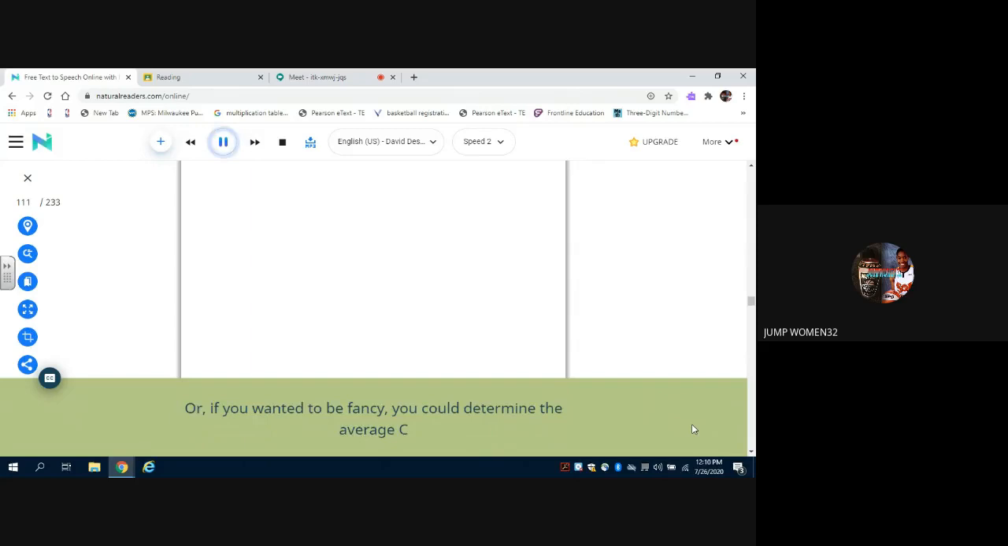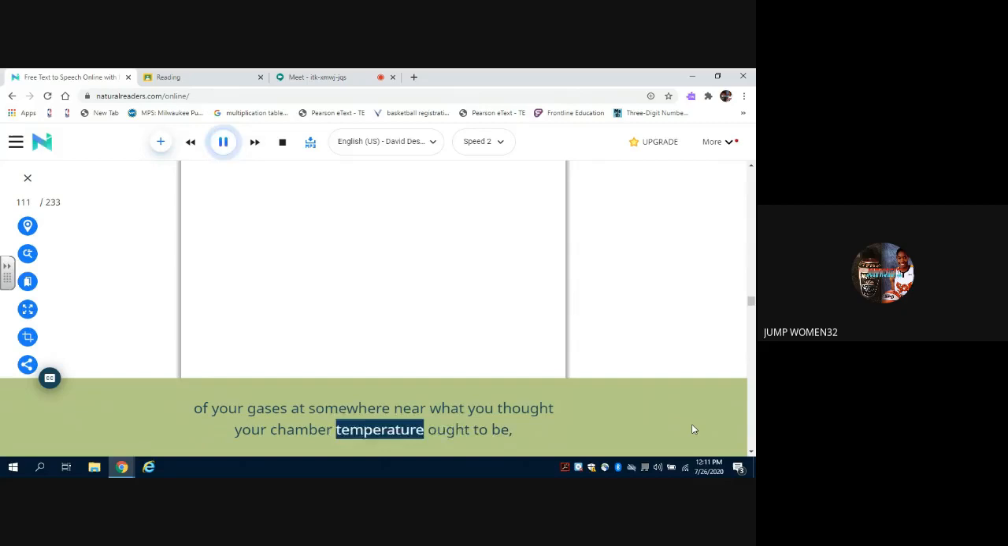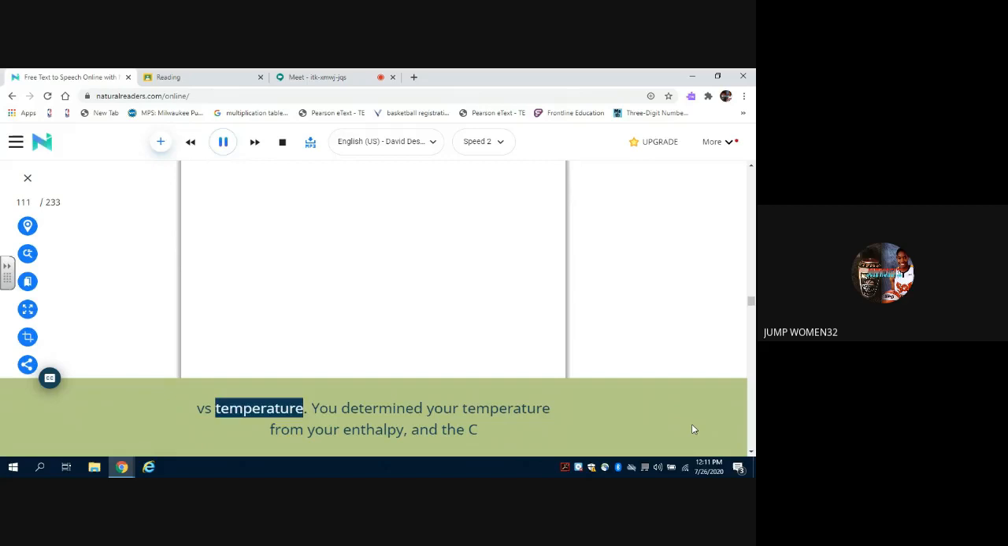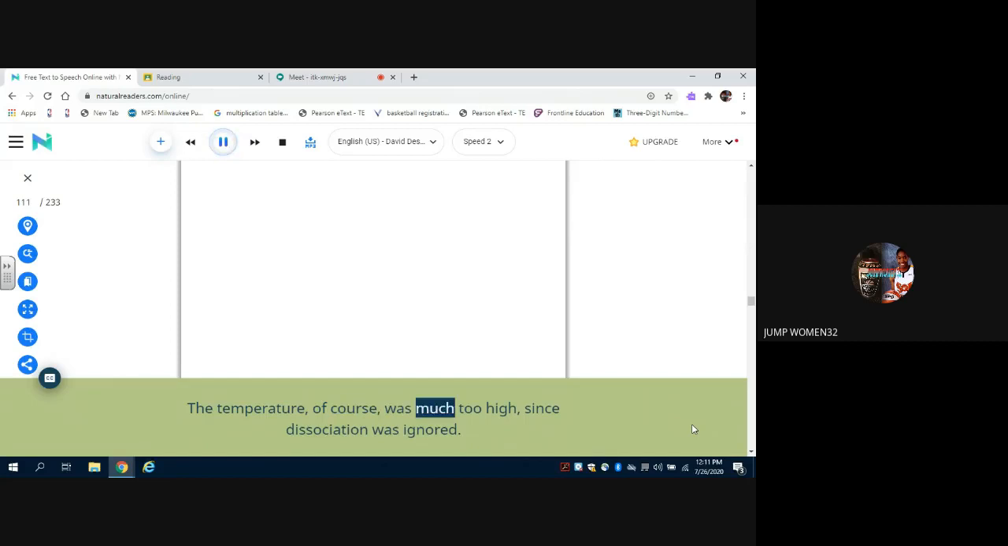Or, if you wanted to be fancy, you could determine the average Cp of your gases at somewhere near what you thought your chamber temperature ought to be, and plug that into the efficiency term. Tom Reinhardt's 1947 method included curves of temperature versus enthalpy for various exhaust gases, as well as Cp versus temperature. You determined your temperature from your enthalpy, and the Cp from the temperature. The temperature, of course, was much too high, since dissociation was ignored.